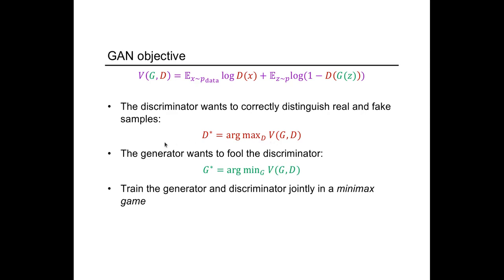But the purpose of the generator is to fool the discriminator. So to be a good generator, this objective function should be minimized. So G(z) should be the one among many possible generators which minimizes this objective function of GAN. So to achieve that, we train the generator and discriminator together in parallel in a minimax game.